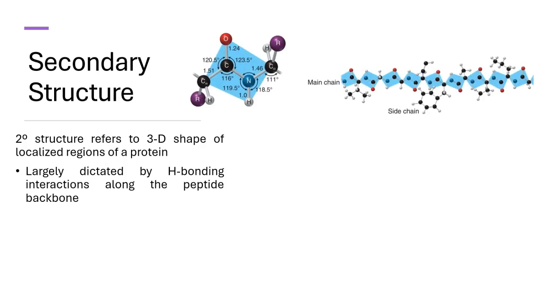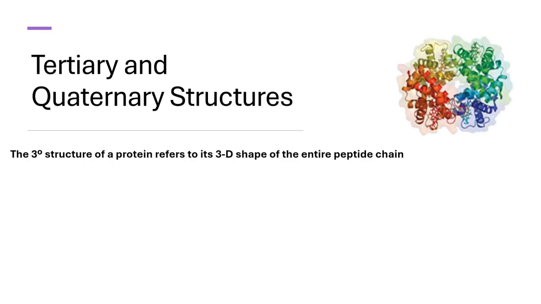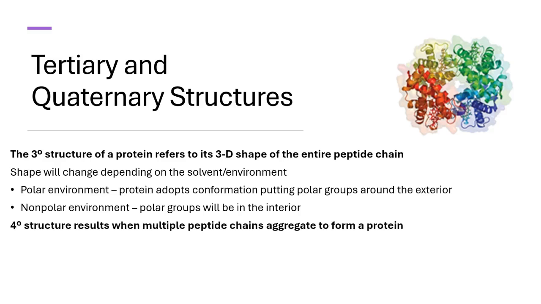Tertiary and quaternary structures. The tertiary structure of a protein refers to the 3D shape of the entire peptide chain. The shape will change depending on the solvent and the environment. In a polar environment, proteins will adopt conformations that will put polar groups around the exterior. In non-polar environments, polar groups will be in the interior. The quaternary structure results when multiple peptide chains aggregate to form a protein, or we have 2 or more chains needed for it to be functional. Hemoglobin is an example of one. It is composed of 4 peptide chains.